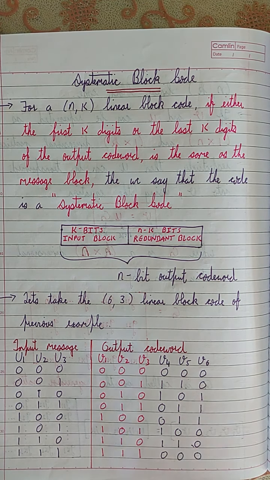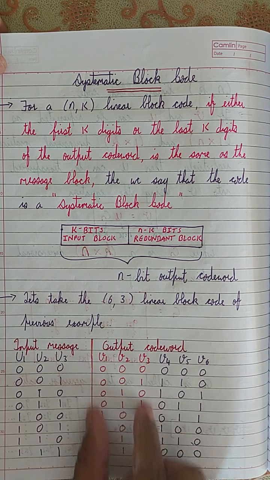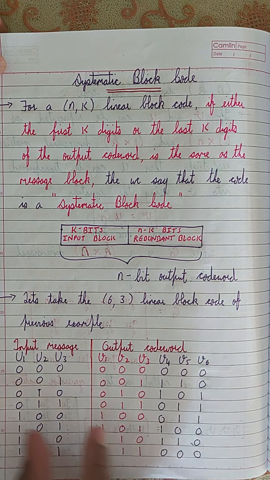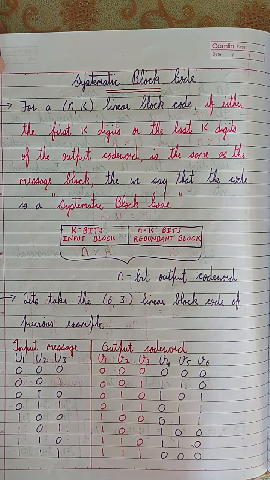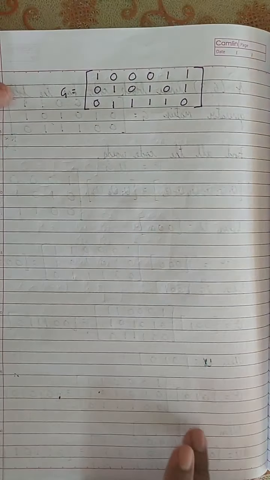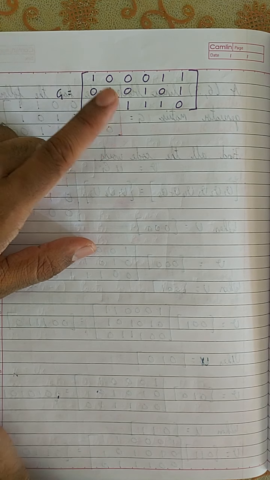Now, how did this happen? What is the trick behind it? How did the first 3 bits become exactly the same as your input message? To find out, all you need to do is look at the generator matrix. That is where the trick is. This is the generator matrix of the previous problem that you did.